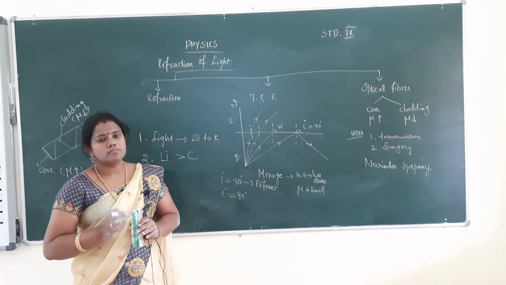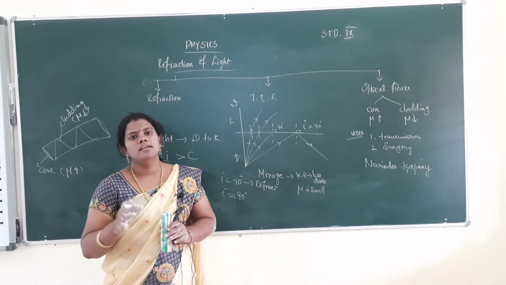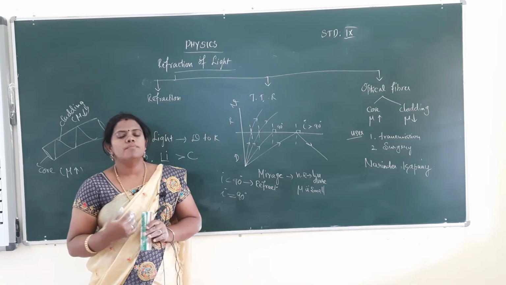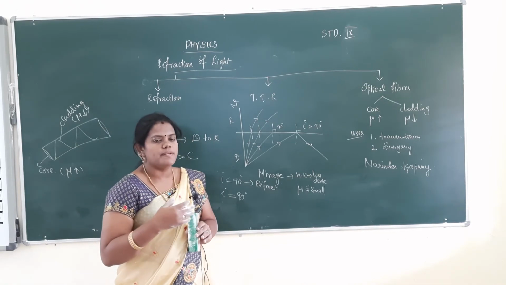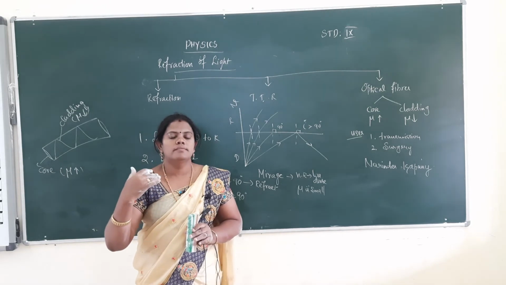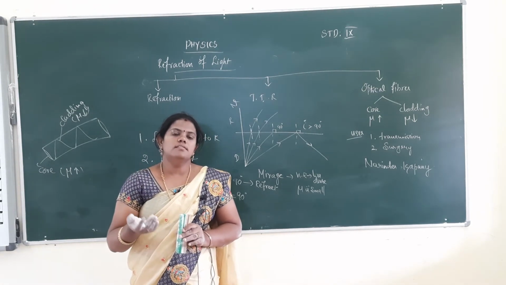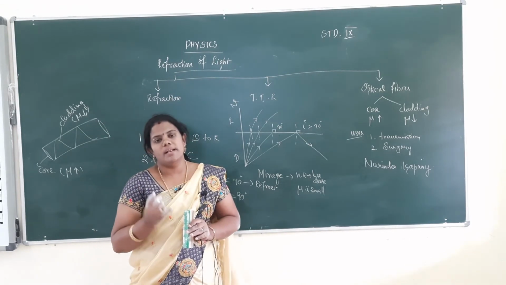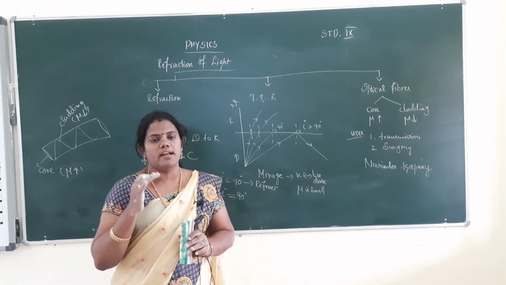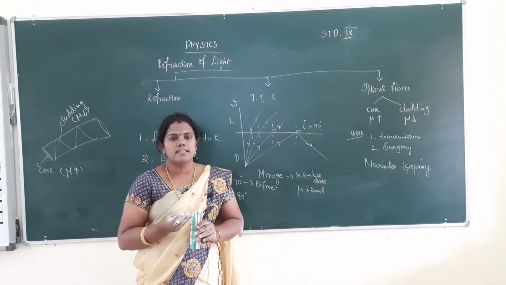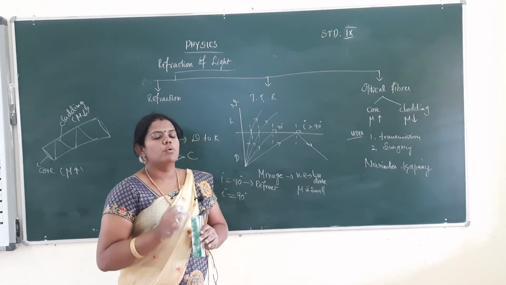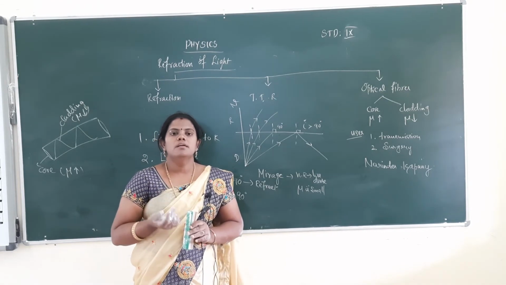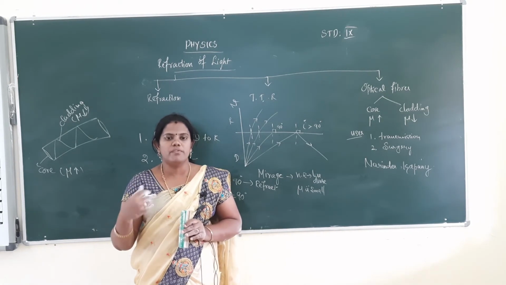Then refraction is when light passes from one medium to another medium. Rarer to denser, the light bends towards the normal line. Denser to rarer, the light bends away from the normal line. Laws of refraction: first, the normal line, incident ray and refracted ray all lie in the same plane. Second, it obeys Snell's law, mu = sin i / sin r. Mu is equal to the speed of light in air divided by the speed of light in the medium, and mu is the ratio of the speed of light in medium one to the speed of light in another medium.